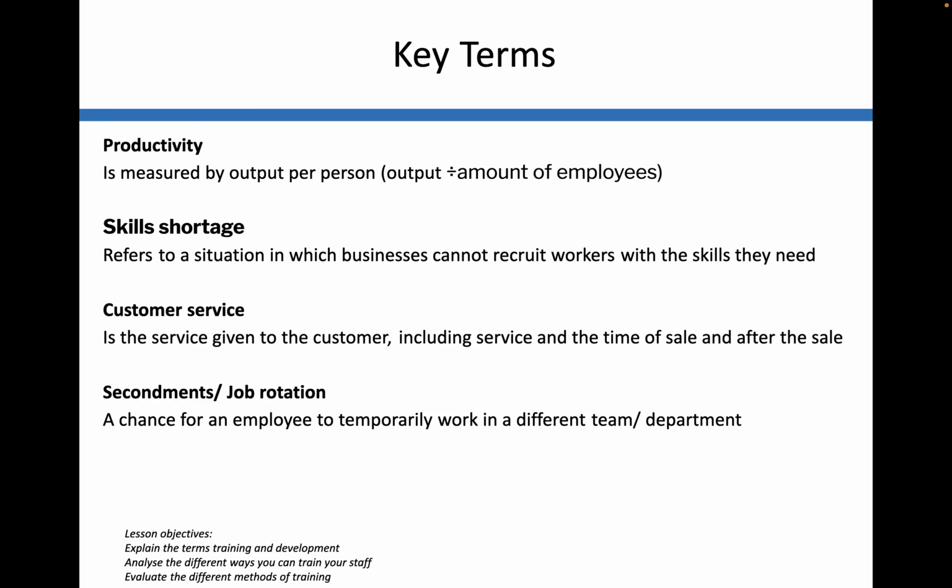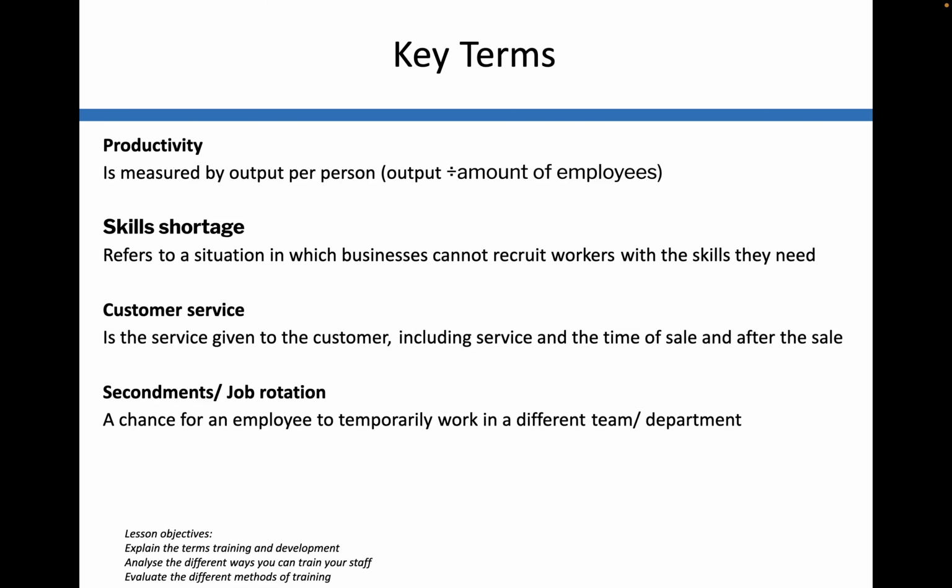So productivity is a measurement of output per person. I covered this a little bit in the previous video. A skills shortage or skills gap, again, covered this in the previous video, but this is an area of the business where you don't have particularly good experience or skills. Customer service is what sort of service is the customer given. That can also be after sales service. It could be at the time of purchase.